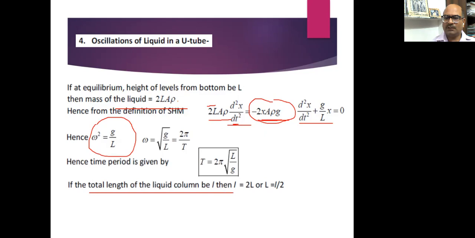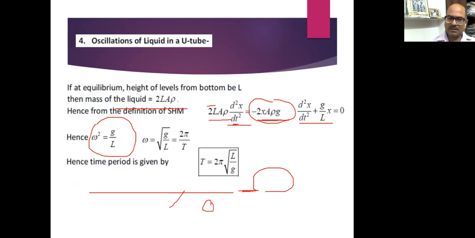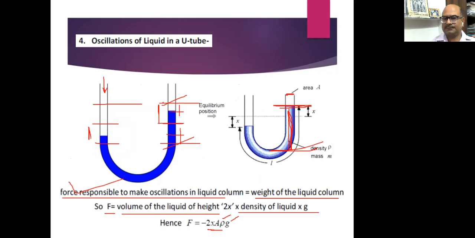and if the total length of the liquid column is small l, then this small l can be taken as 2L, where this L is small l by 2, and in that case the time period reduces to 2 pi under root l by 2g. So this small l is actually the total length of the liquid. And just moving to the last slide, if you see here, from this point to this point, this is the total length.